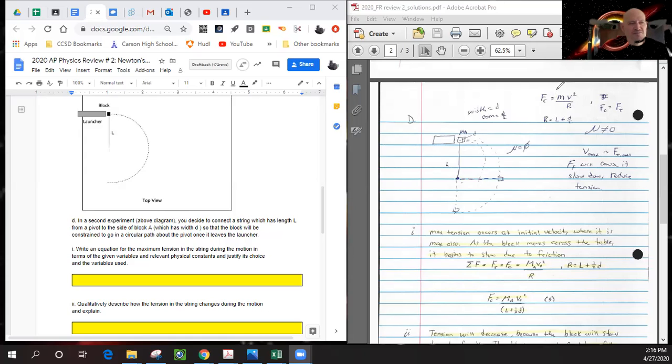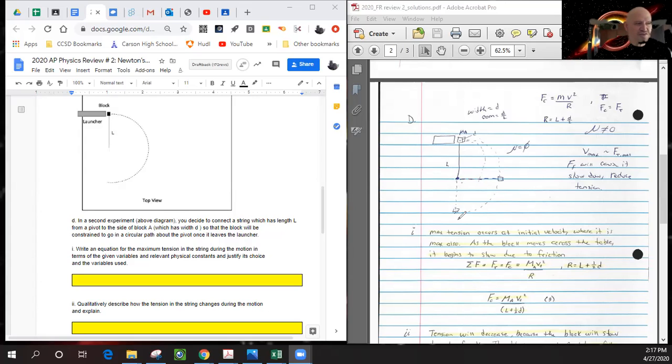Okay, here's the formula for centripetal force right here. And this time, the force of tension is going to supply the centripetal force. And the radius here is going to be L plus d divided by 2. Now, some things to note here. When you're at maximum velocity or maximum speed, you'll have maximum tension. Friction will cause it to slow down, thus reducing tension. So these are thoughts in the back of my head.